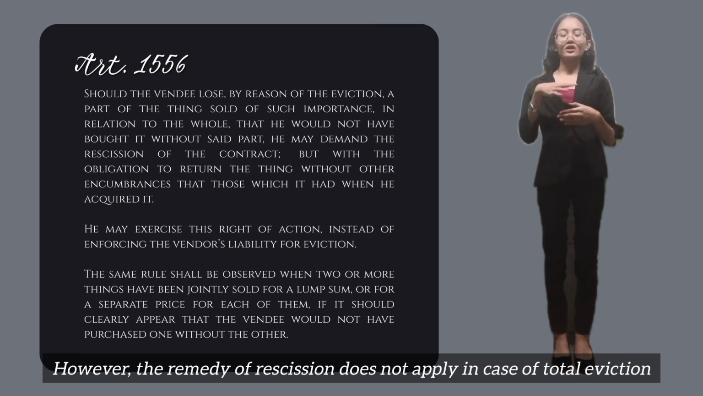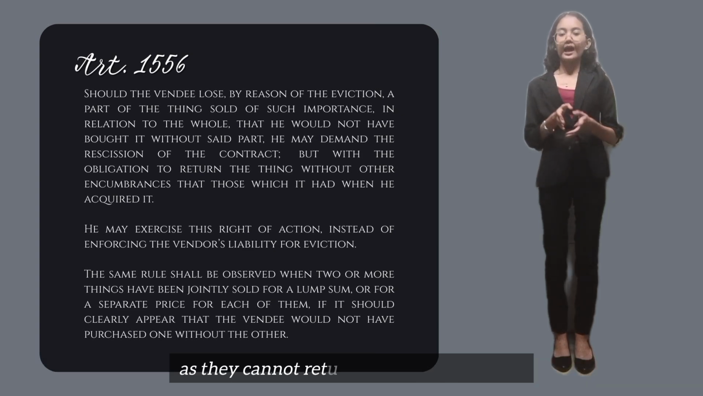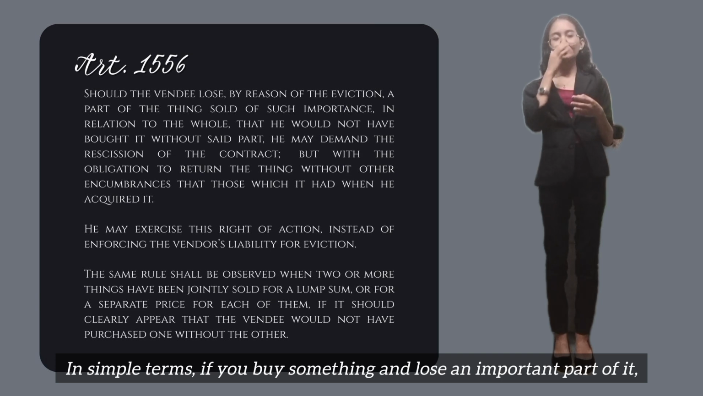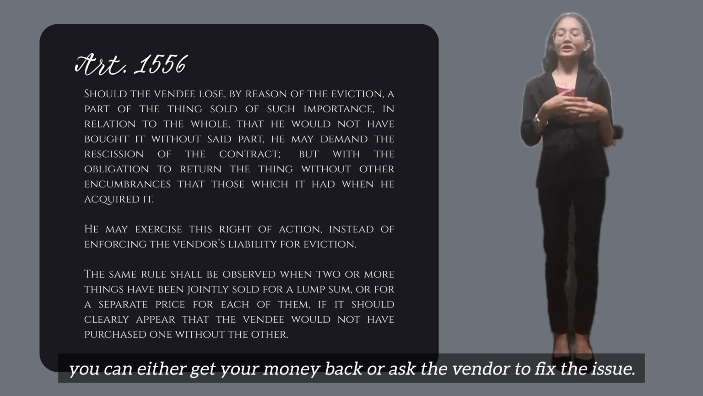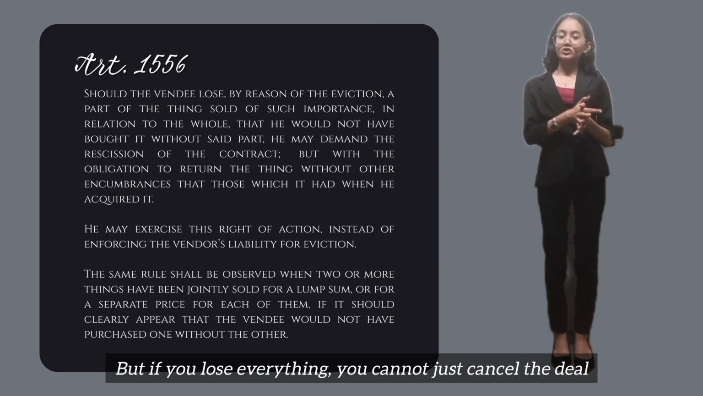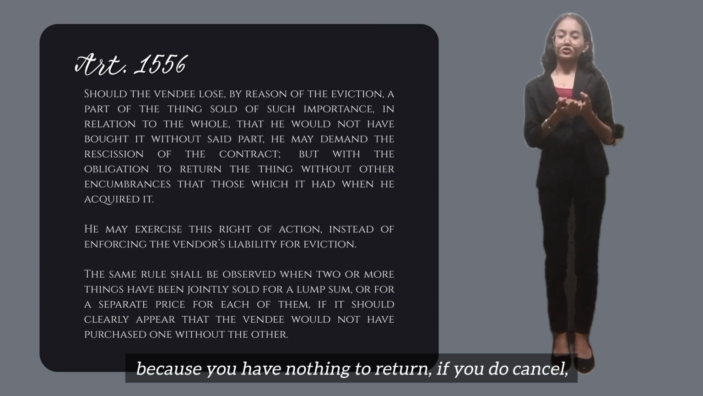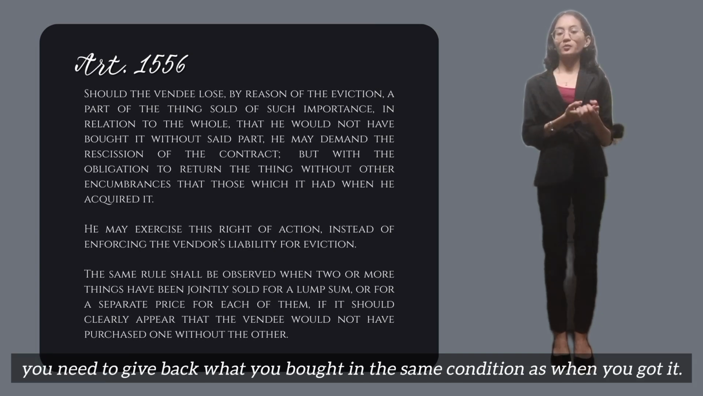However, the remedy of rescission does not apply in case of total eviction as they cannot return what they received. In simple terms, if you buy something and lose an important part of it, you can either get your money back or ask the vendor to fix the issue. But if you lose everything, you can't just cancel the deal because you have nothing to return. If you do cancel, you must give back what you bought in the same condition as when you got it.